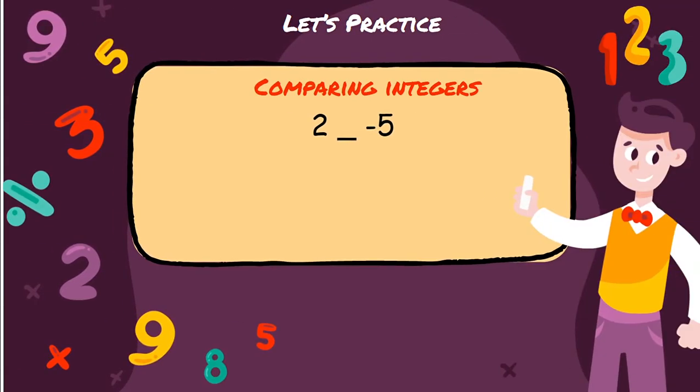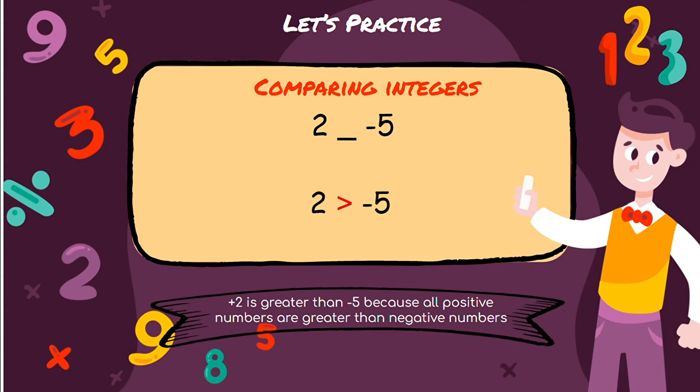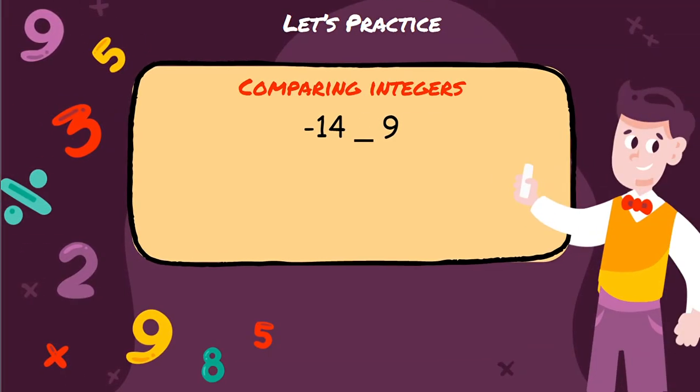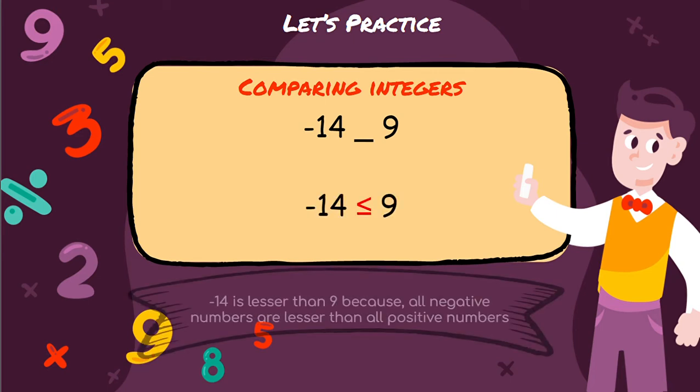Now let's practice comparing integers. Positive 2 blank negative 5. Positive 2 is greater than negative 5 because all positive numbers are greater than negative numbers. Let's try again. Negative 14 blank positive 9. Negative 14 is lesser than positive 9. That is because, as I said, all negative numbers are lesser than all positive numbers.